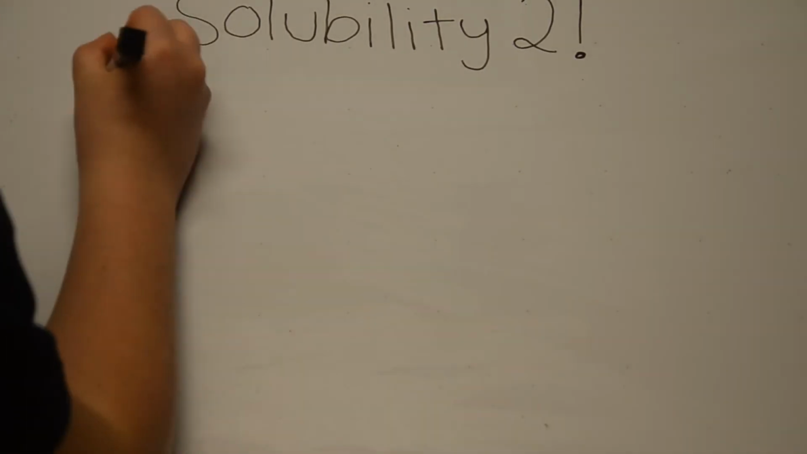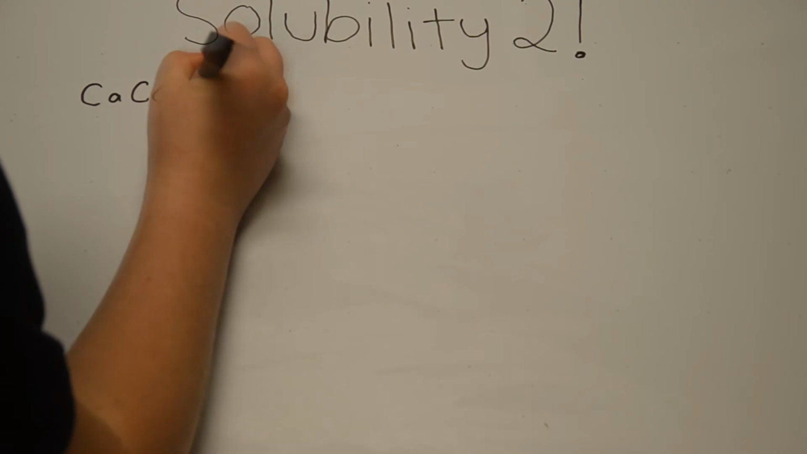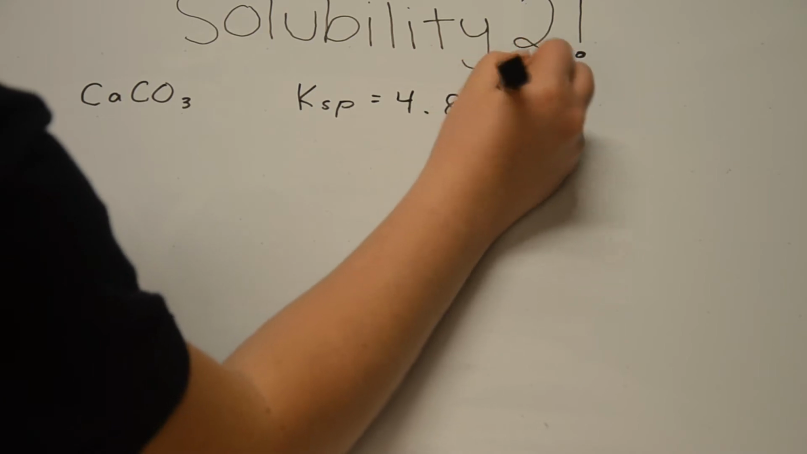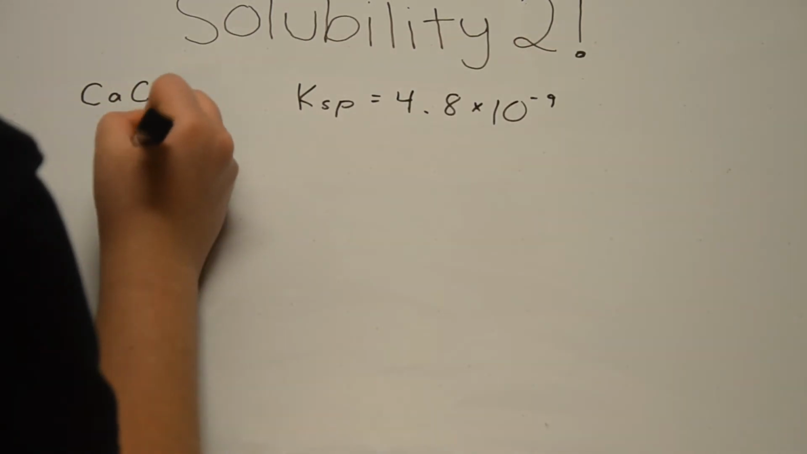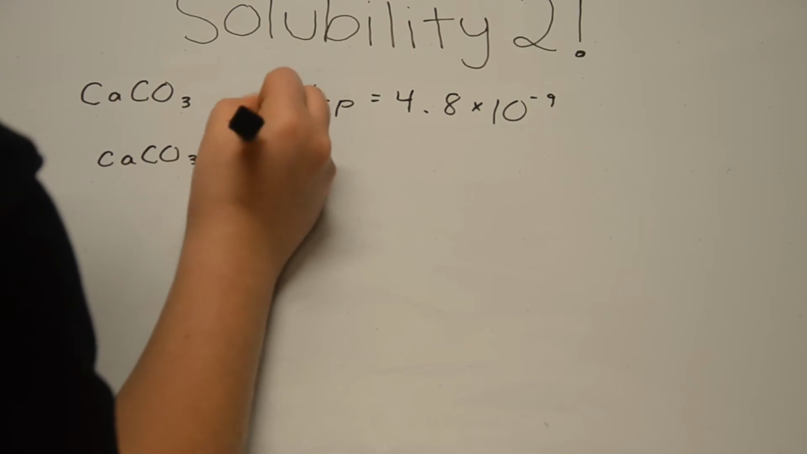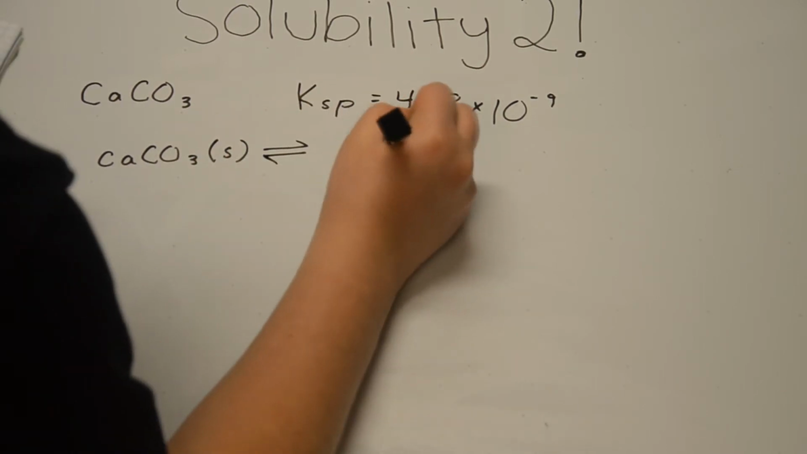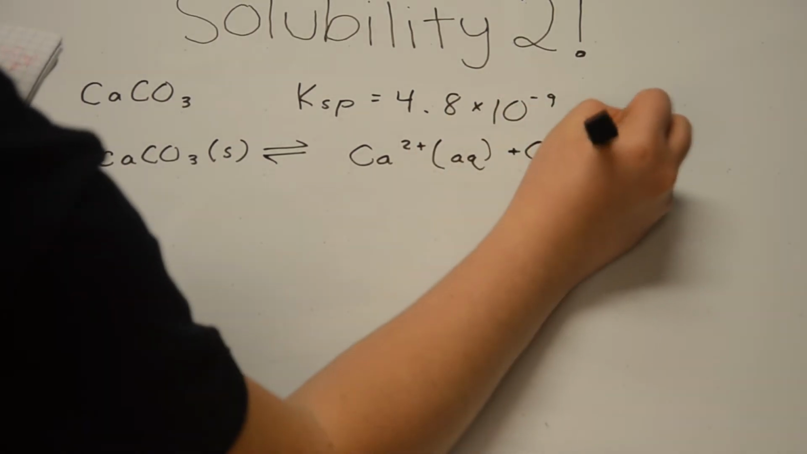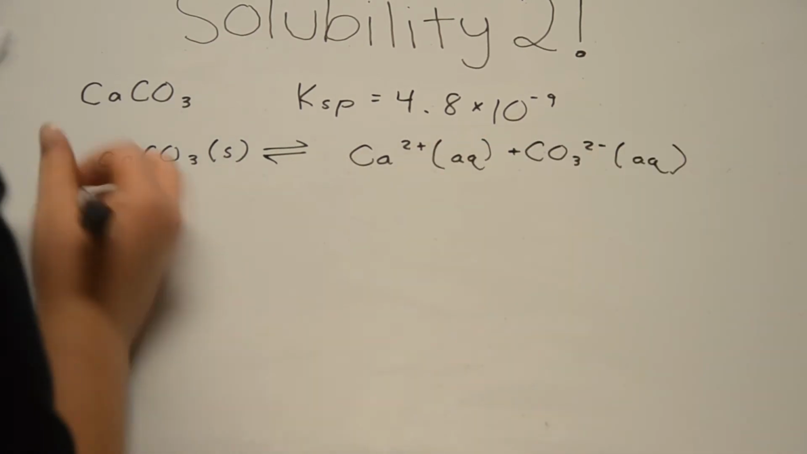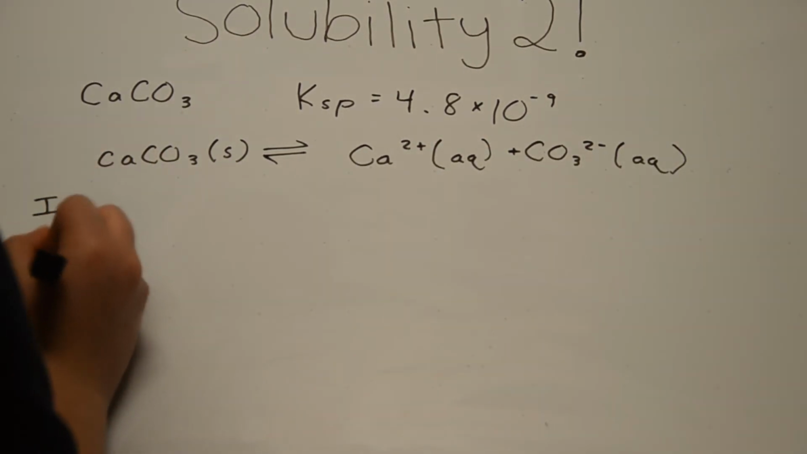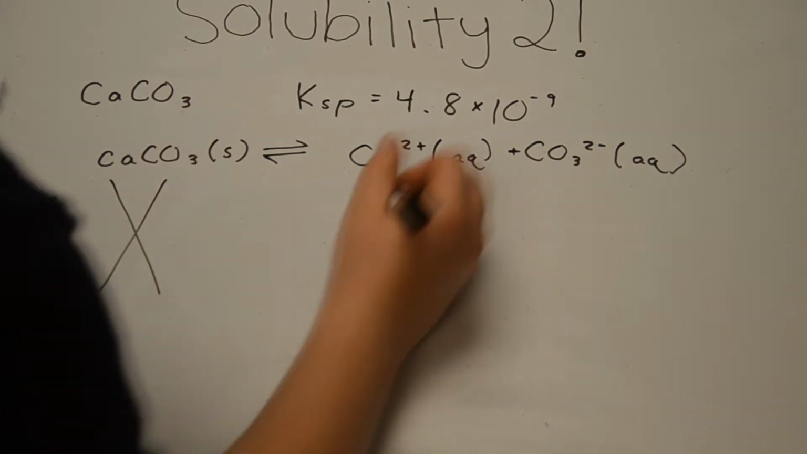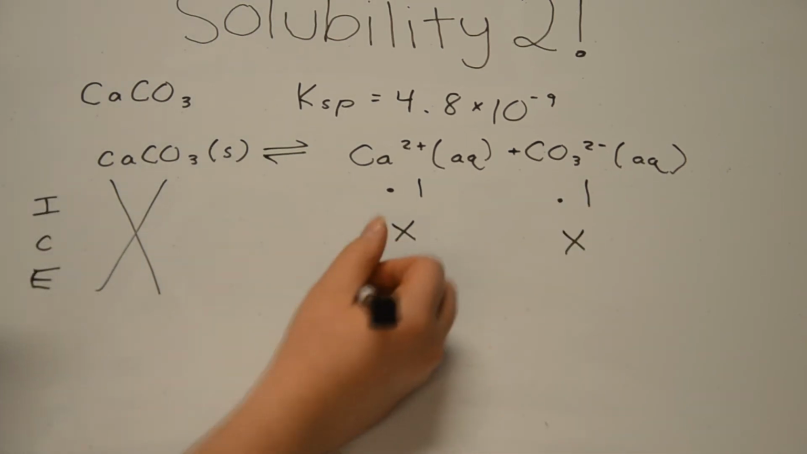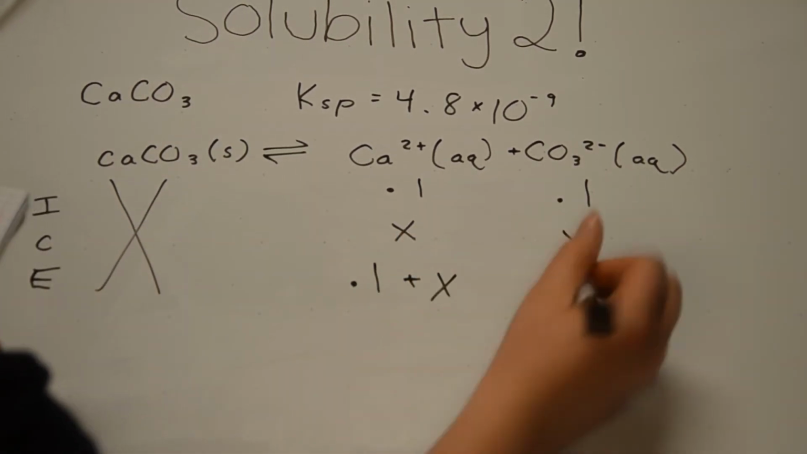Now let's apply what we know with calcium carbonate. Calcium carbonate has a Ksp of 4.8 times 10 to the negative 9. Setting up our equilibrium equation, we have calcium carbonate solid yields calcium 2+ aqueous plus carbonate 2- aqueous. Once again, we set up our ICE box. Calcium carbonate does not contribute to the Ksp equation due to it being solid. Both initially are 0.1 molar, there's a change in x, and therefore equilibrium is 0.1 plus x for both ions.